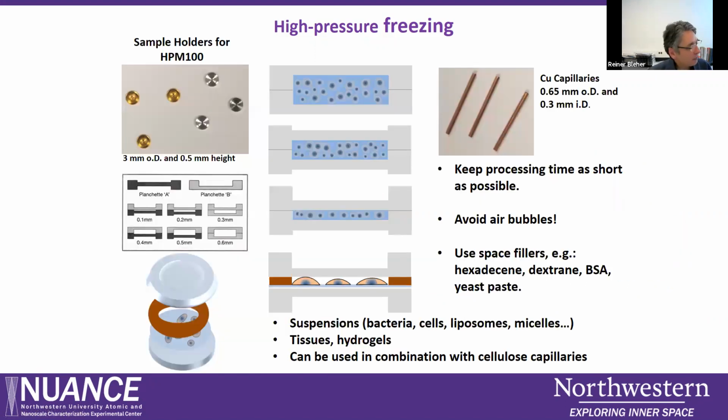And this slide shows several variations of how we can use those flat carriers. They are available with different depths on each side, and we can combine them to form sandwiches that contain our sample, and those volumes can be adjusted by combining the respective carriers. We can also use a sapphire disc with a monolayer of cells and a spacer ring and freeze those.